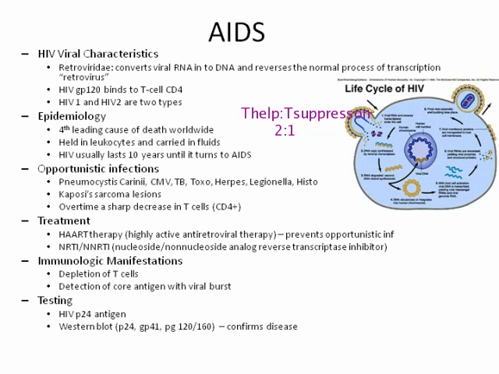Immunological manifestation, again, is depletion of T cells and detection of the core antigen with viral burst. When there is a viral burst, we'll be able to detect that. So how do we test for this? Well, we look for the HIV P24 antigen, and we confirm it with the Western blot. The Western blot does check for that P24, also glycoprotein 41, and gp120-160. Those tests can be done to confirm it.